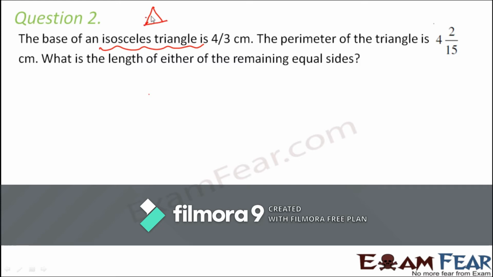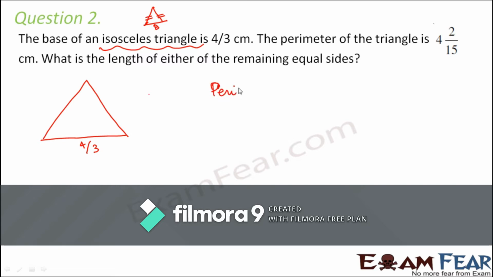So if this is your isosceles triangle, this and this sides, they will be equal. And this is the base of the isosceles triangle. So here in this question it says that the base is 4 by 3 centimeters. So let's say this is the isosceles triangle and the base is 4 by 3. And the perimeter of the triangle is 2 by 15 centimeters.